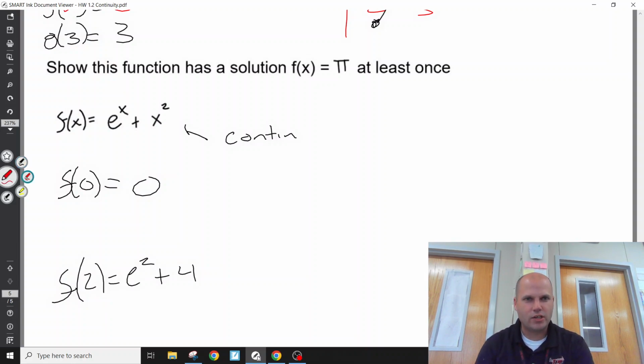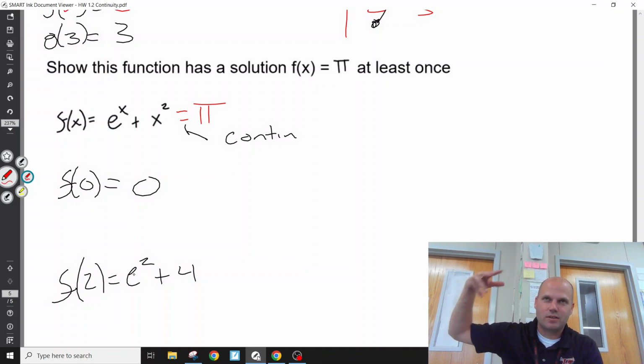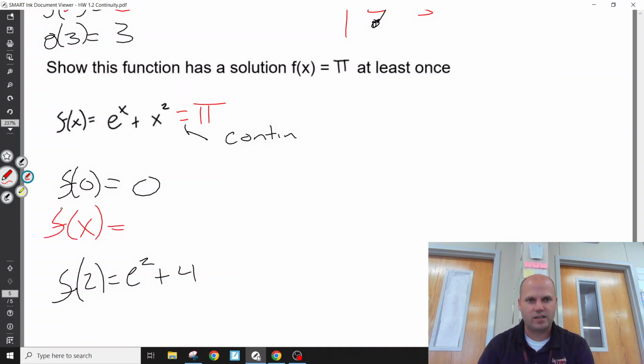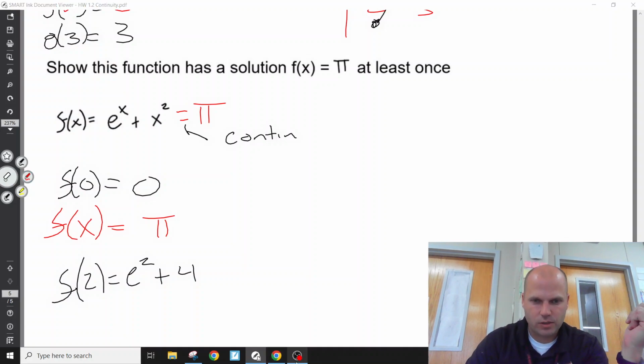Now, like, try to solve this equation. Good luck. That's going to be tough. However, I know, like, 2.7 times itself plus 4 is definitely bigger than pi. I know 0 is less than pi. I got to have an x such that f of x will produce pi. It's the intermediate value theorem. It shows existence. I'm out. Later.